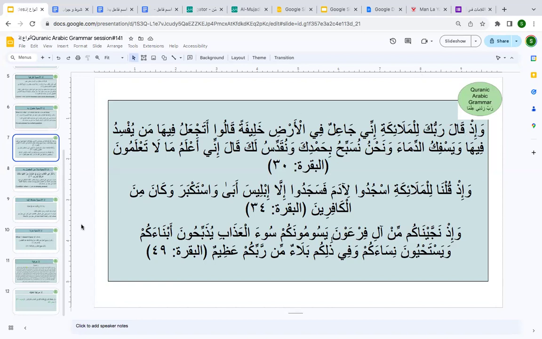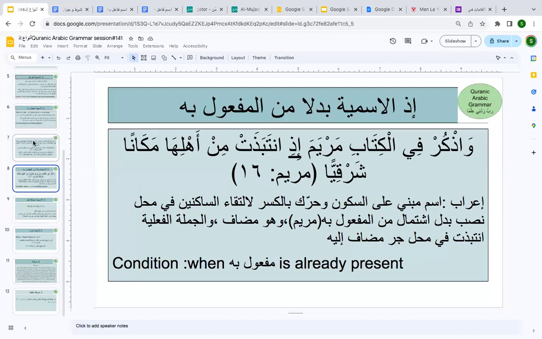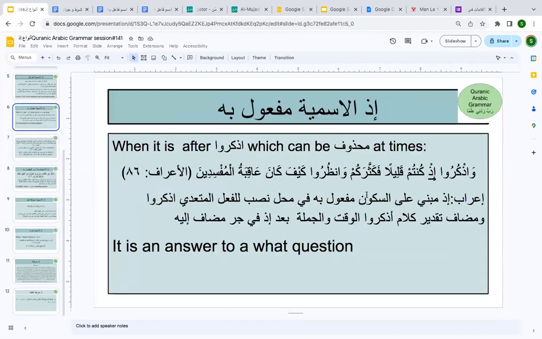Okay. Yes, yes, you are going to label it as maful bihi. You are going to label it as always maful bihi. Okay? So the slides that will be shared with you will have the i'rab, and it's going to be maful bihi. Okay? Is this clear, my dear sisters? And whatever is after it, kuntum qalilan.